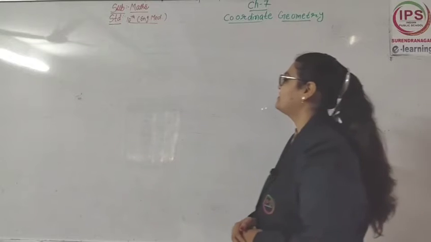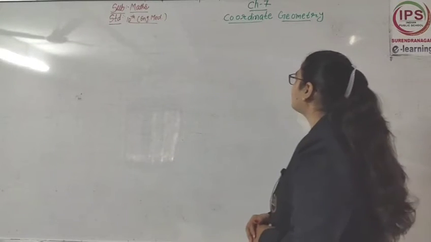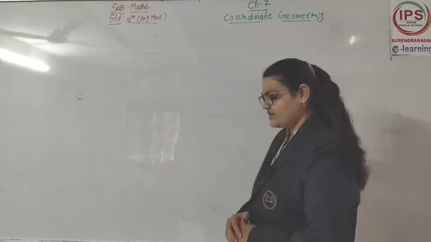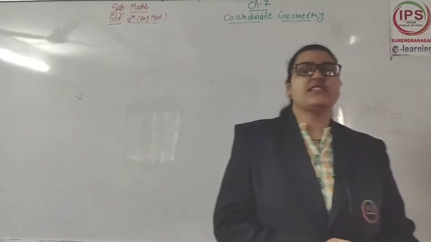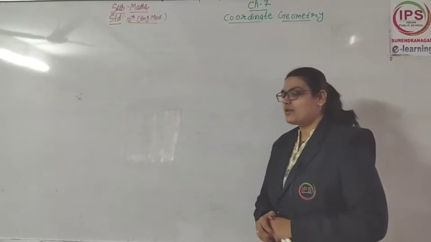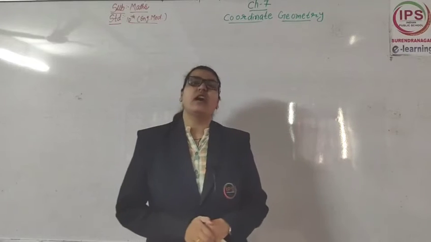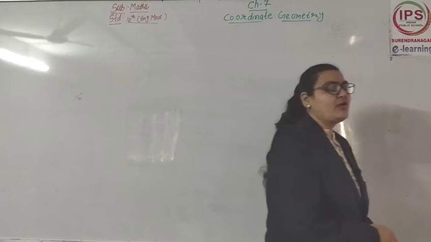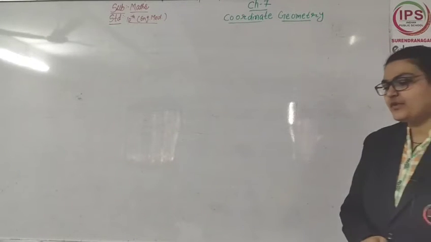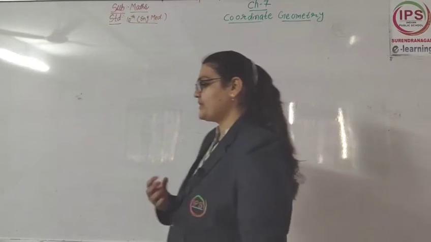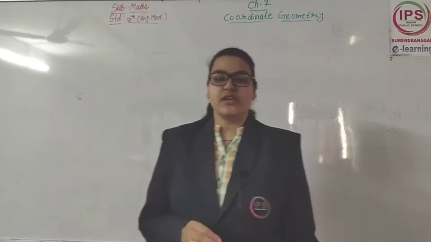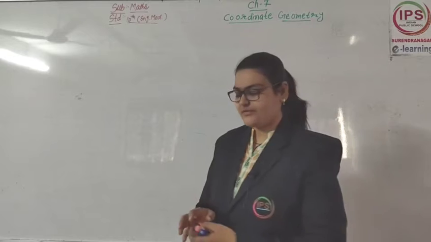Today our subject is Math, Standard 10th, English Medium, chapter number 7, Coordinate Geometry. In the previous lecture we have seen the section formula, how to derive it, when we are going to use it, and what is the general form of the section formula. Once again we are going to see how to remember the section formula.